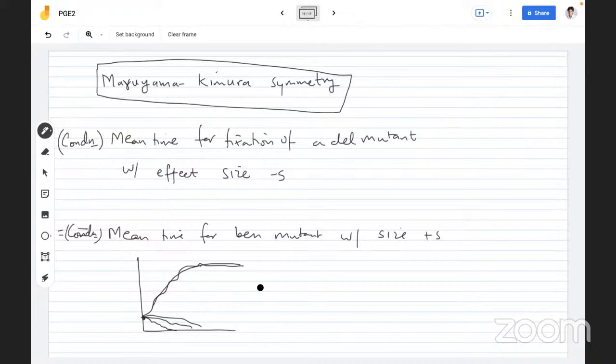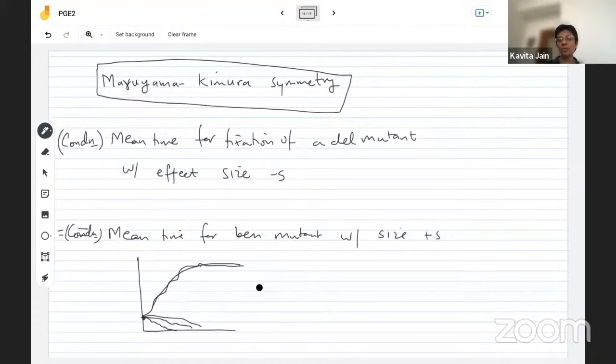It's slightly hard to understand. It takes the same amount of time. The probability is much lower for deleterious, but it still takes the same amount of time. I don't know how. So one can argue, and these arguments are sometimes quite shaky, meaning you can always come up with another argument.